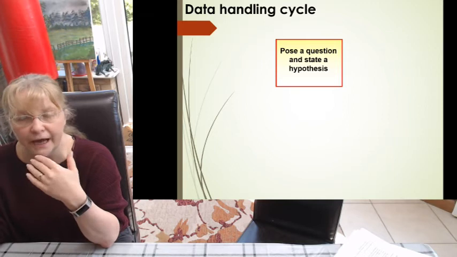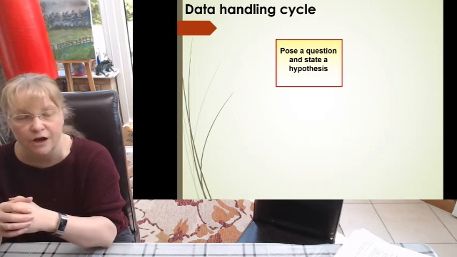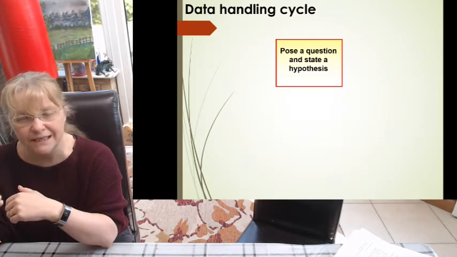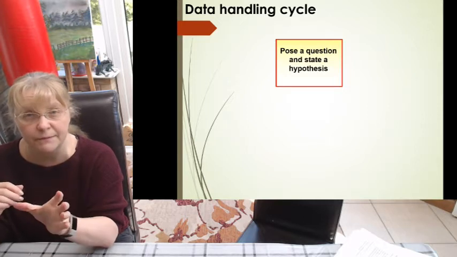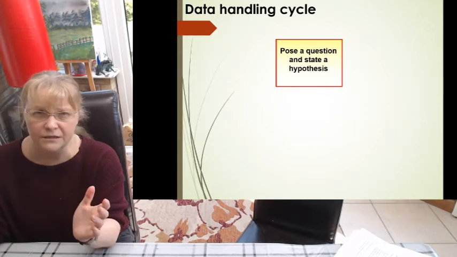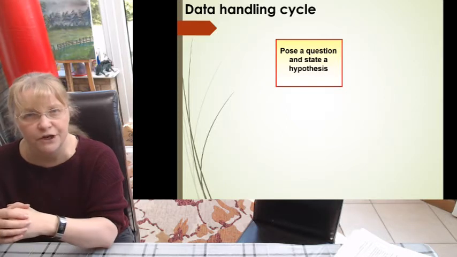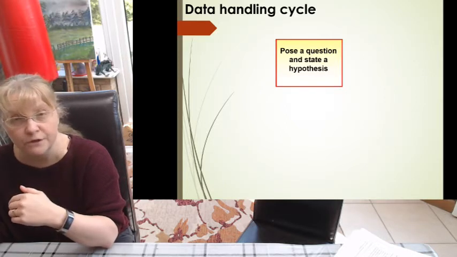You may want to look in how much Coke children are drinking. But you have to state it as a hypothesis, which means you make a statement. So, in 2020, children are drinking too much Coke. Now, this can either be proved or disproved.